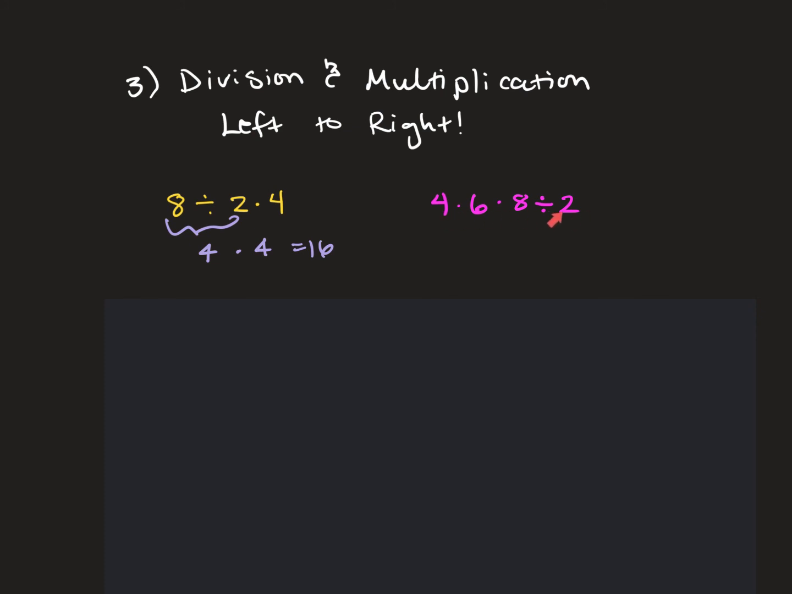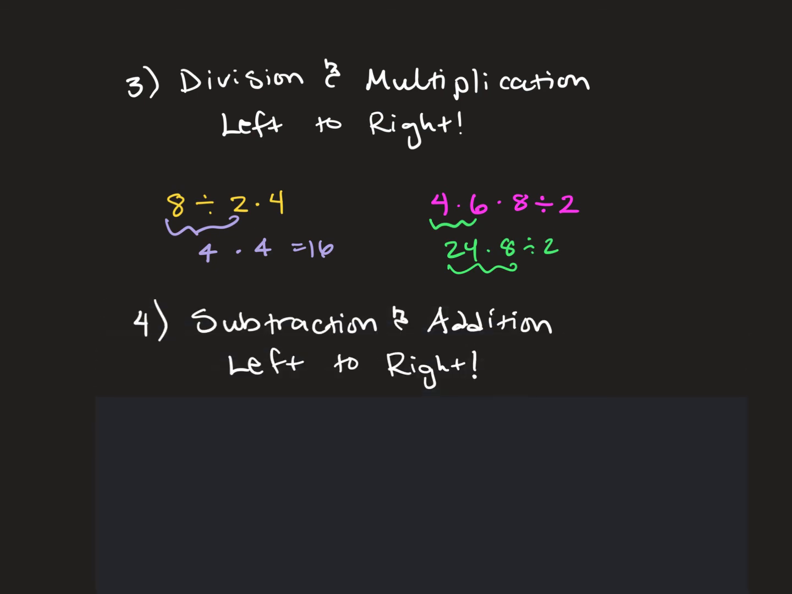And here, same thing. First thing you're going to do is 4 times 6 is 24, times 8 divided by 2, and then you do 24 times 8, and then the last thing that you would do is divide by 2 here. Okay? And then the last thing, subtraction and addition left to right again.